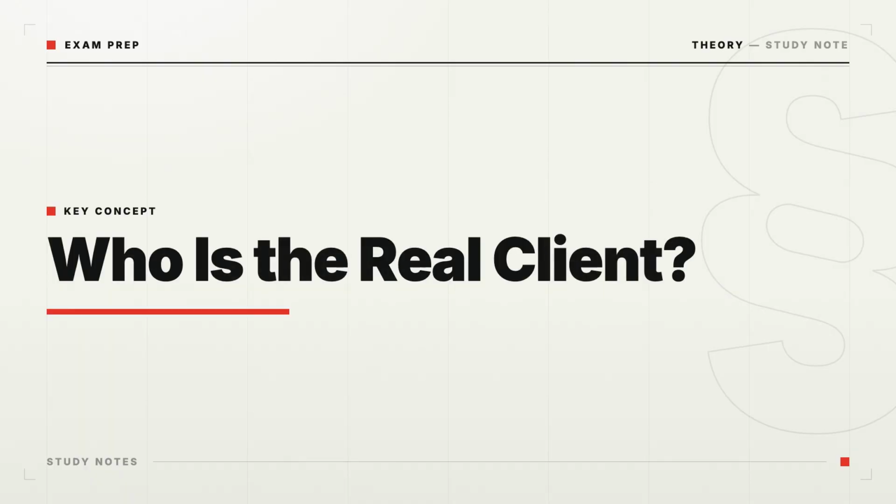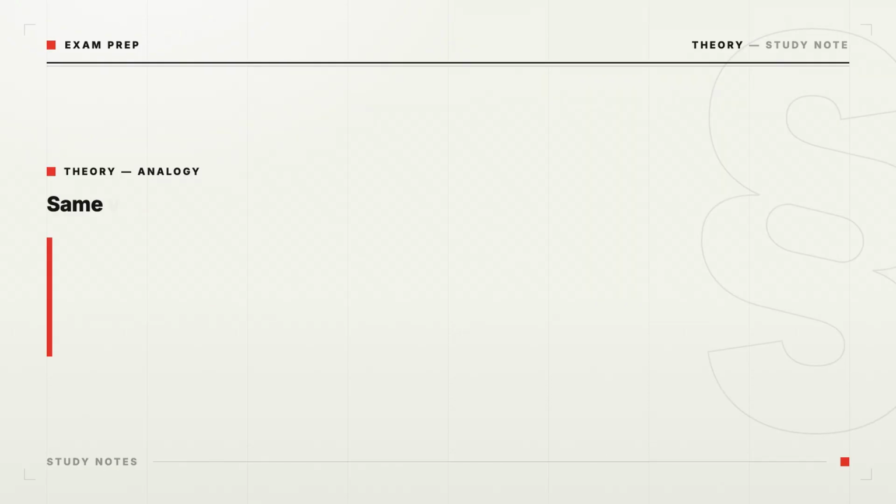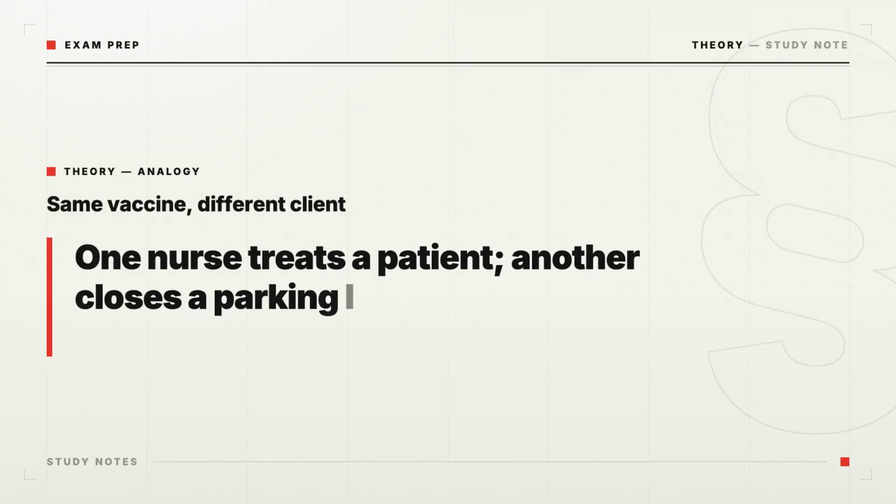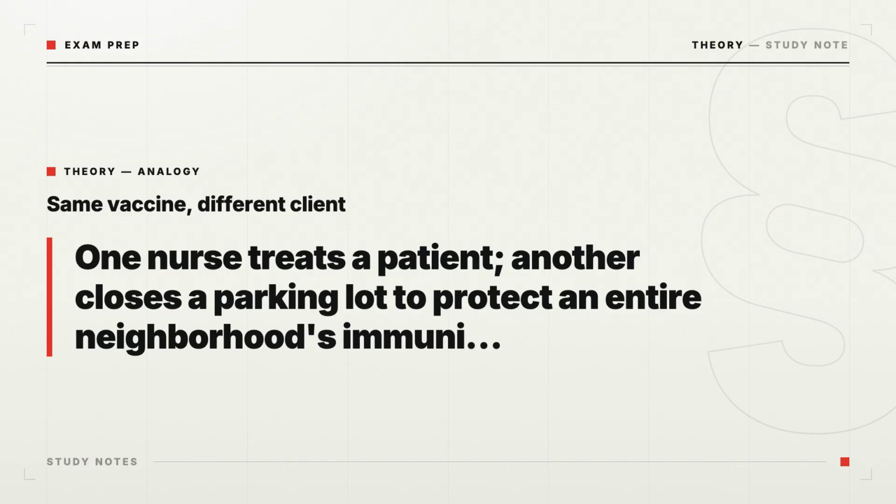Community-oriented nursing still involves shots, blood pressure checks, and one-on-one teaching. But the reason those encounters happen shifts to something bigger: the health of the whole community. Picture two nurses giving the same flu shot. One reviews a single patient's chart during a routine visit, protecting that patient. The other closes a parking lot, recruits volunteers, and vaccinates 400 neighbors, protecting the community's collective immunity.